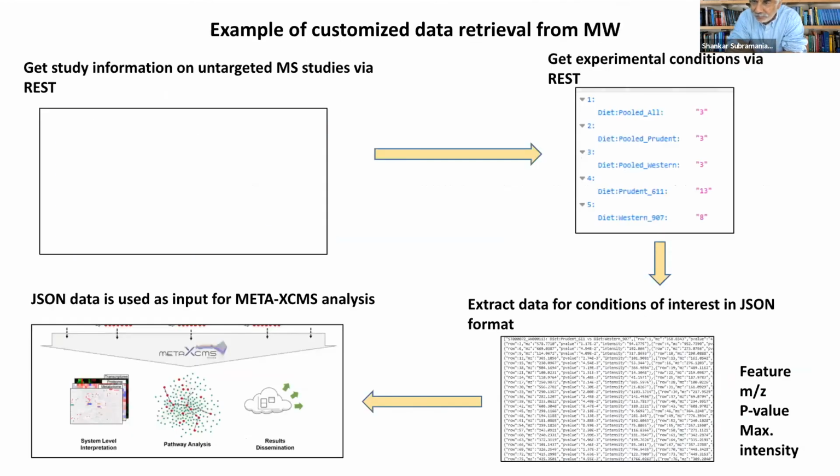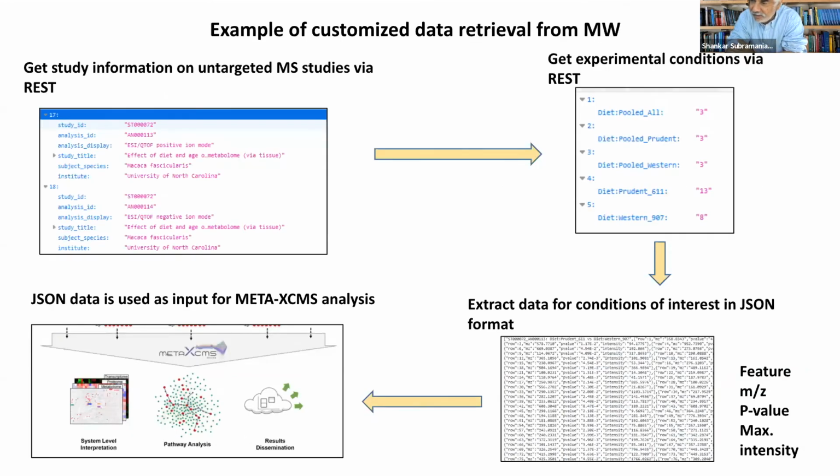Next slide, please. Example of customized data retrieval using REST API. Here's an example. You can get REST information from untargeted metabolomic studies. You can extract the data for conditions of interest in a JSON format. And then the JSON is often used as an input for MetaXCMS analysis. So we provide you with a very convenient format for you to use it. Again, this illustrates to you the importance of interoperability of the data. Next slide, please.